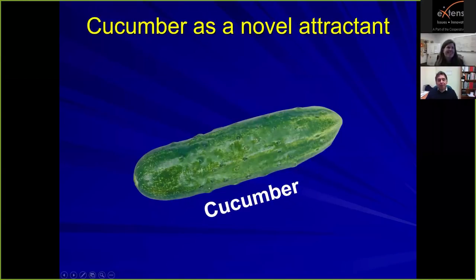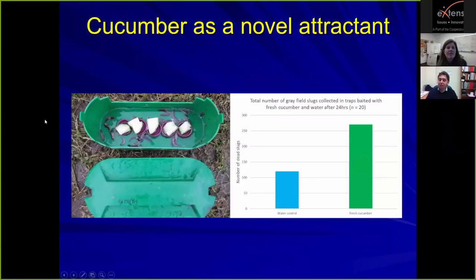We also tested the cucumber in the field because, again, we wanted to be sure that wild slugs were also attracted to it, not just our laboratory specimens. So we set up 20 traps with pieces of fresh cucumber. You can see one of the traps here. And we had an additional 20 traps with just water. These were our control traps. In all of the traps, we did place some liquid metaldehyde on the bottom because we wanted to be sure any slugs attracted into the traps during the course of the night would be killed.